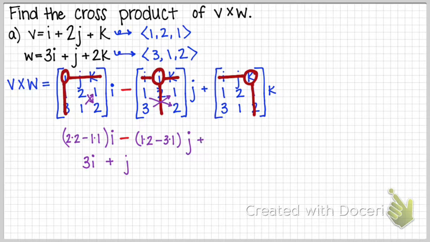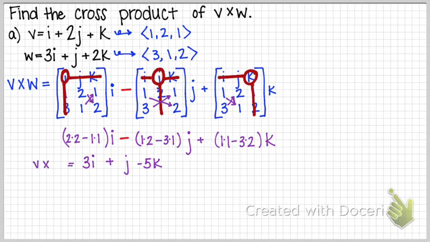Then we have a plus sign, and we'll find the determinant of this 2 by 2 matrix to find our K term. So we'll take 1 times 1 minus 3 times 2. So 1 times 1 is 1, minus 3 times 2 is 6. So 1 minus 6 is negative 5. So then we have minus 5K there. So that's our cross product.